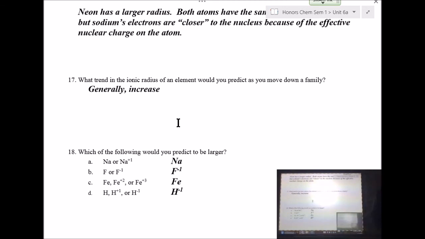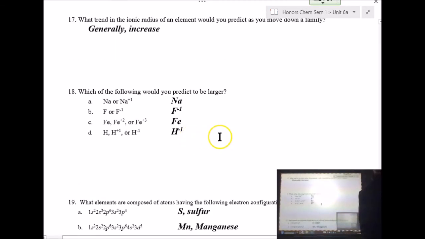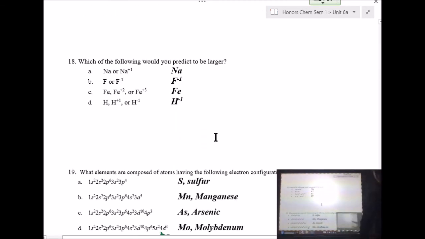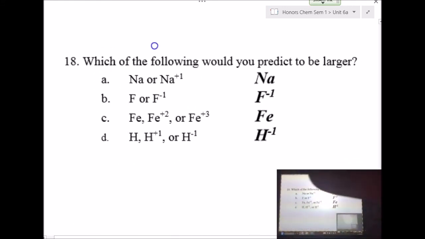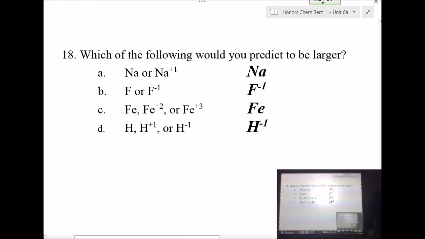Okay. Nope, we're not done yet. This is more of what you'll be asked tomorrow. Looking at the same type of elements, whichever one's more negative is bigger. Whichever one's more positive is smaller. Okay? Questions about that? So again, it goes back to the more electrons, proton deal.